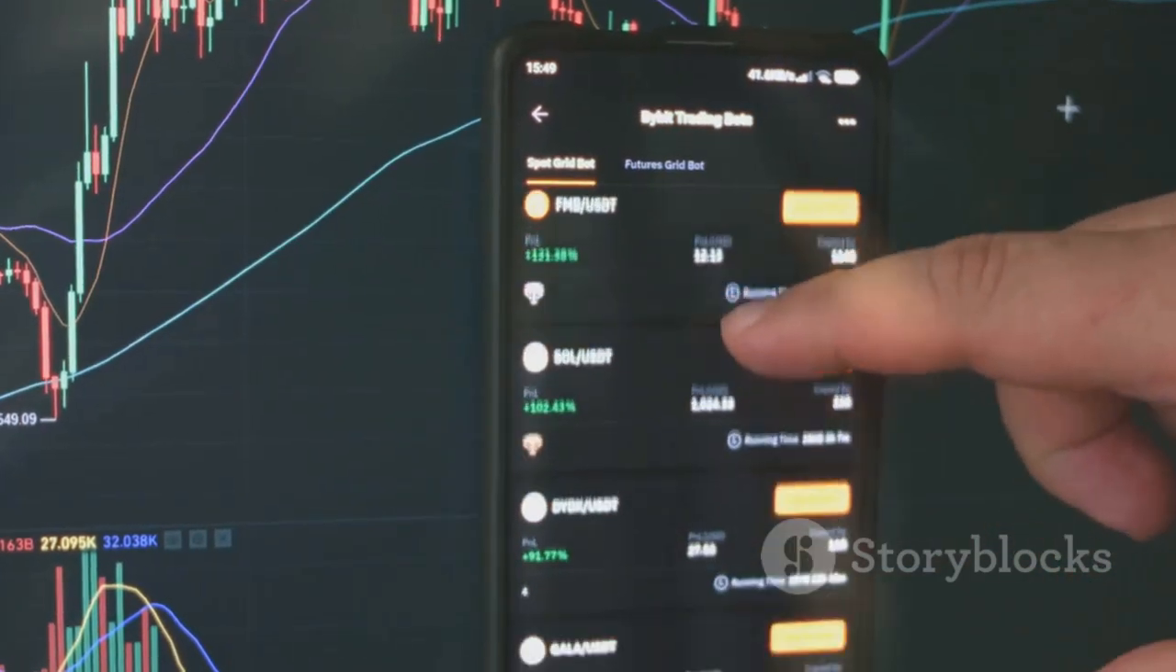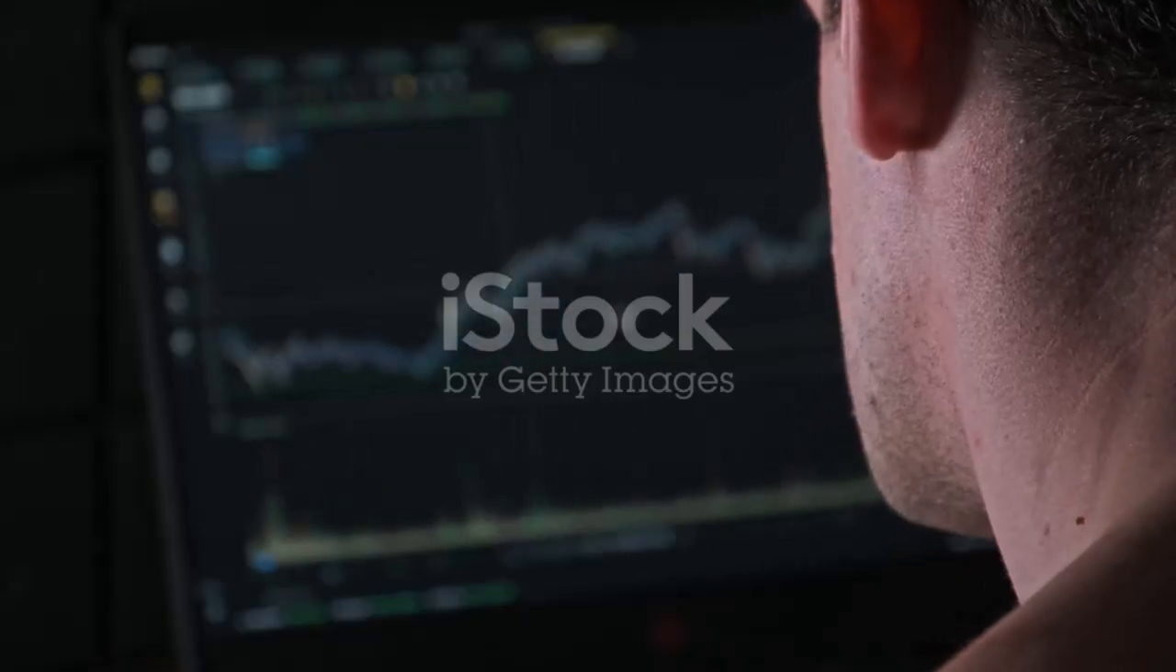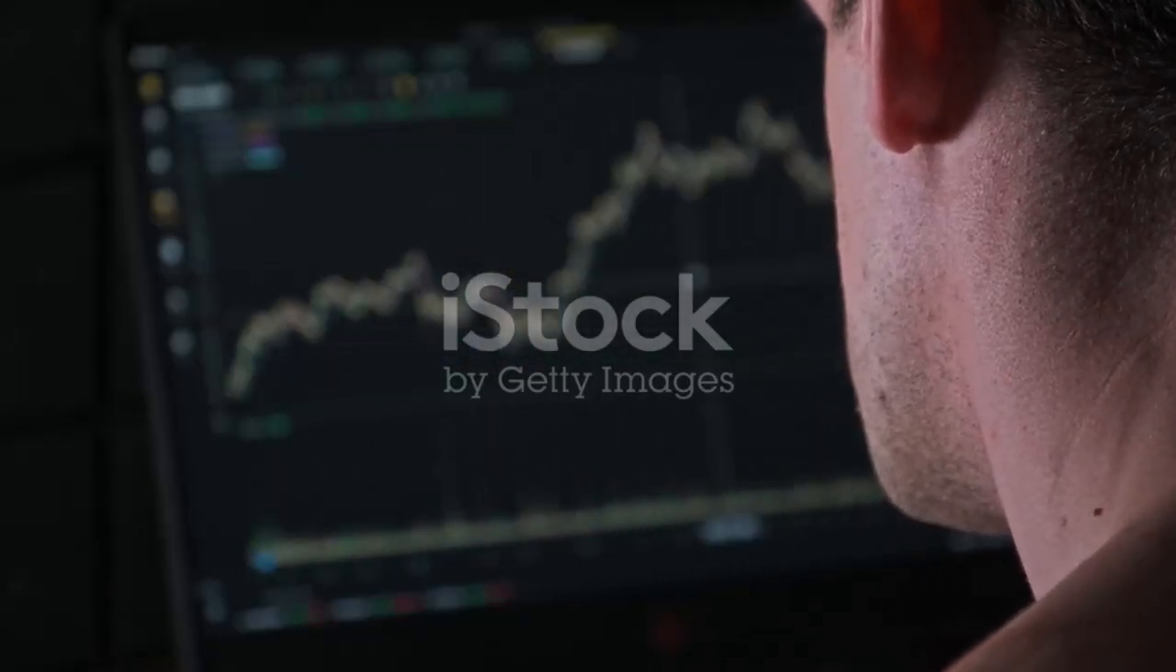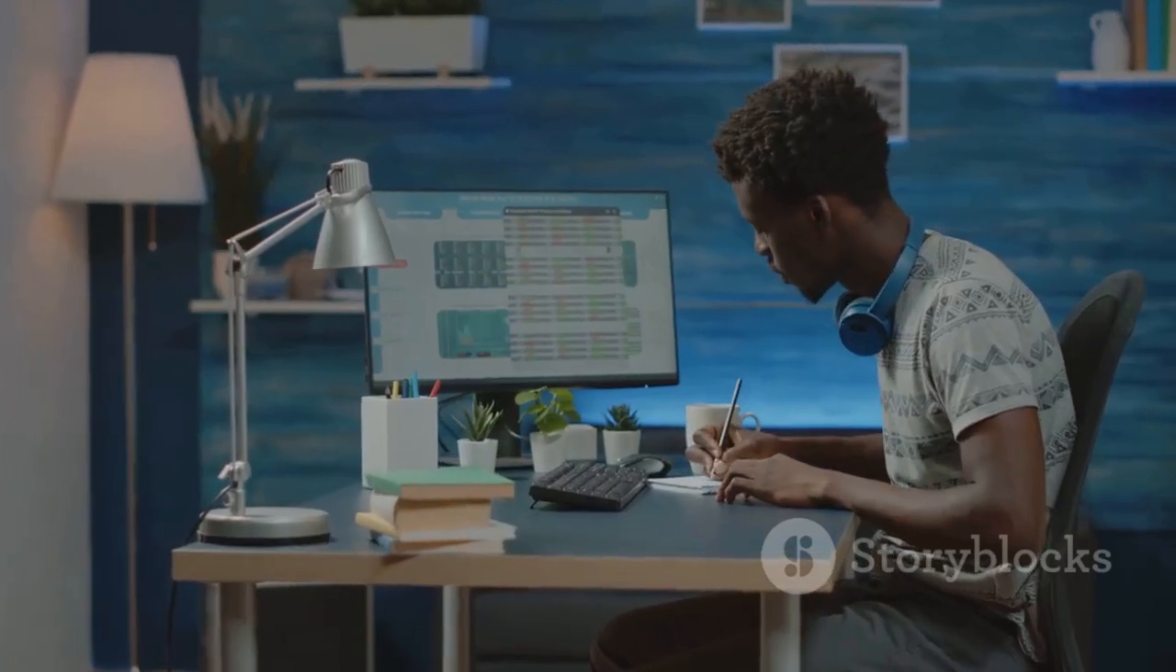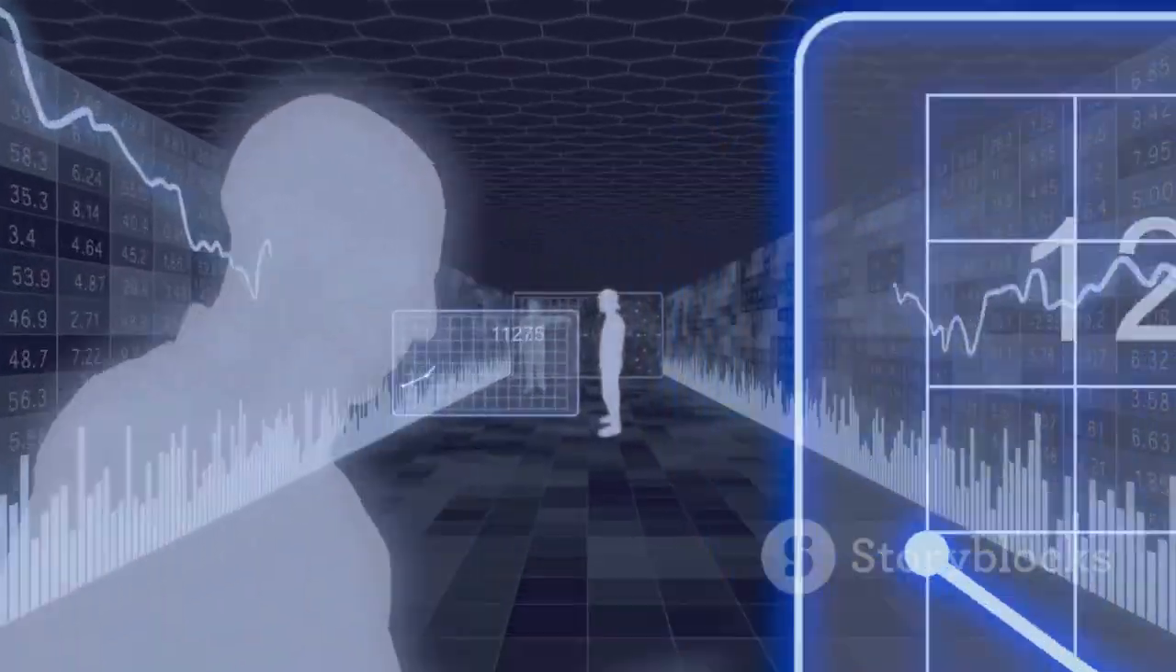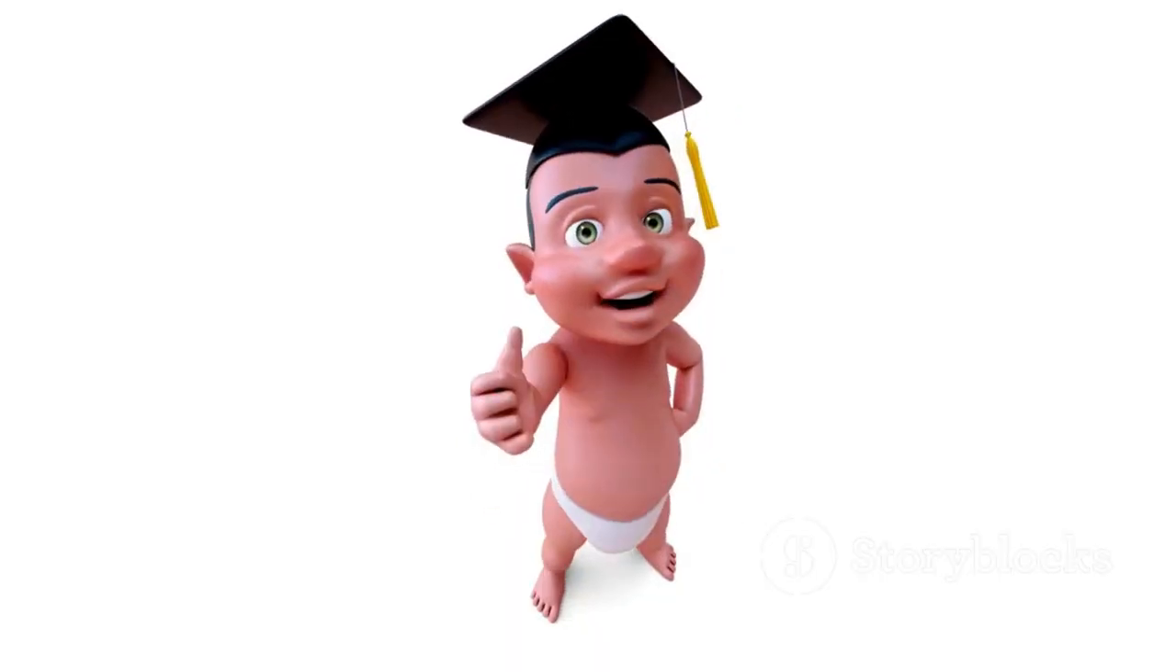Open a practice chart and add a moving average. Watch how it behaves, spot trends, crossovers, and bounces. The more you practice, the clearer it gets. Trading is a journey. Keep learning and experimenting. You've taken your first step.